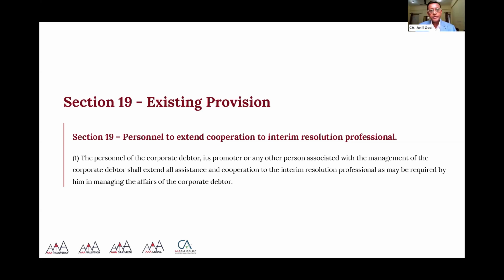Right, right. So moving on to the next amendment, which is the amendment in section 19, and the existing provisions of section 19 say personnel to extend cooperation to the IRP.